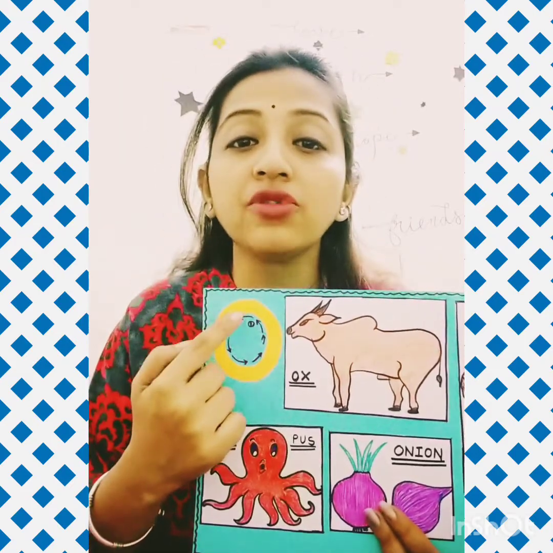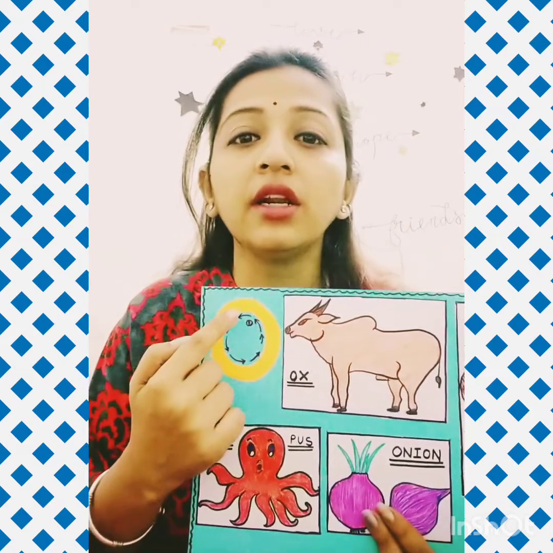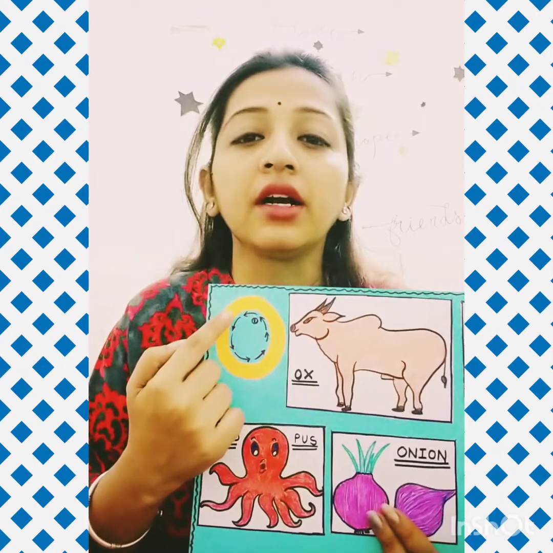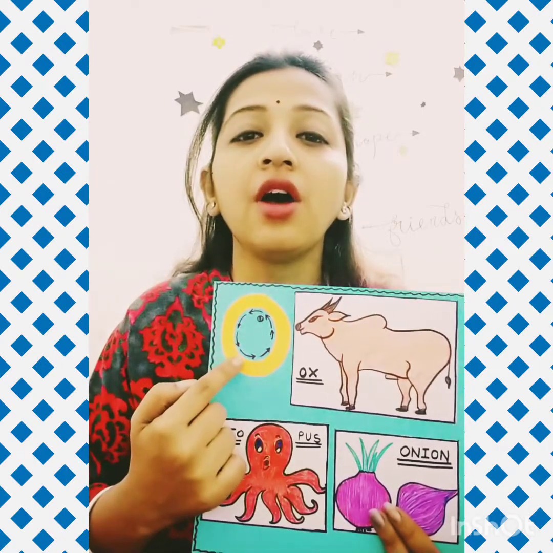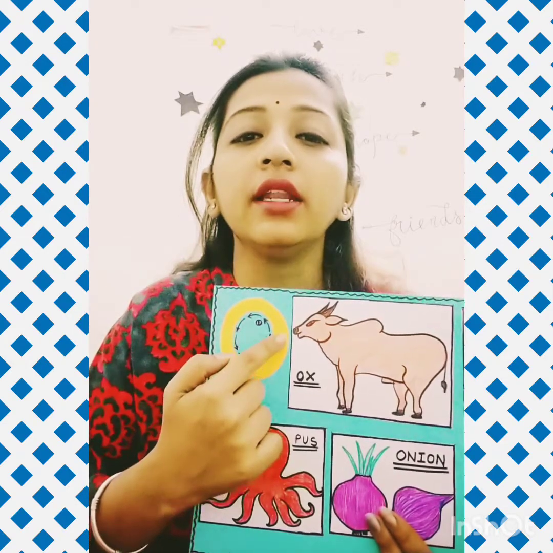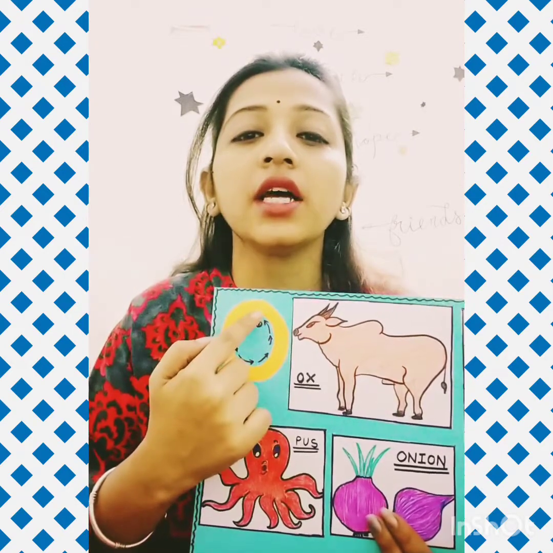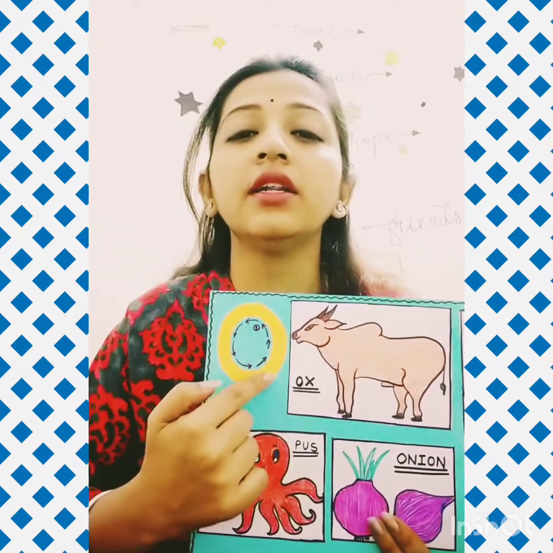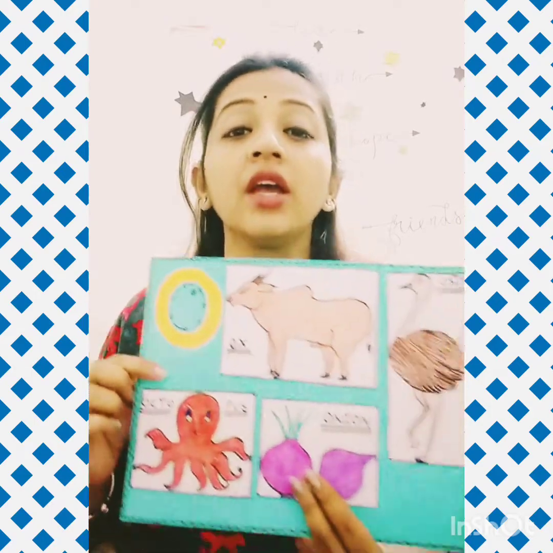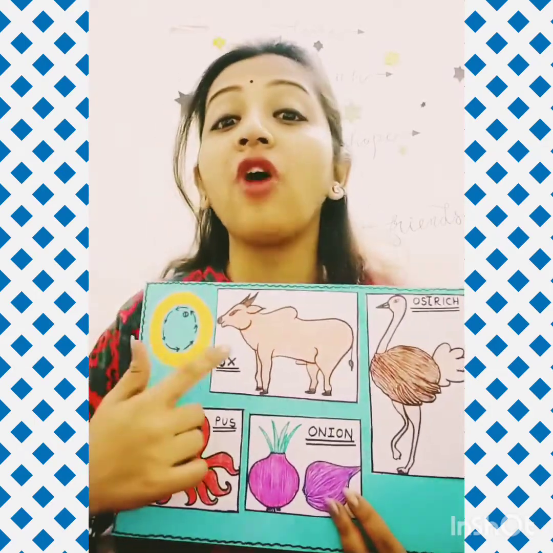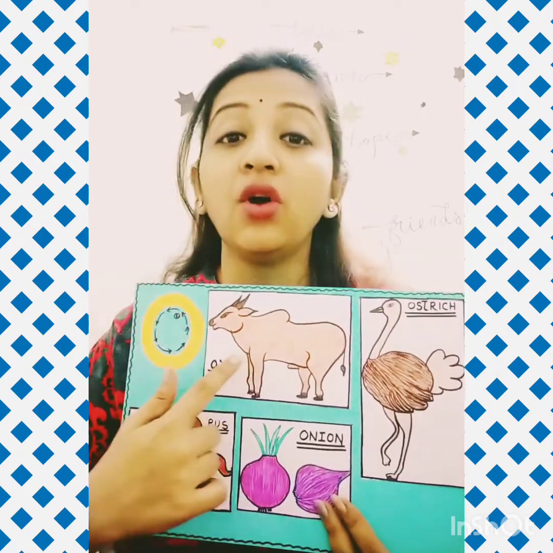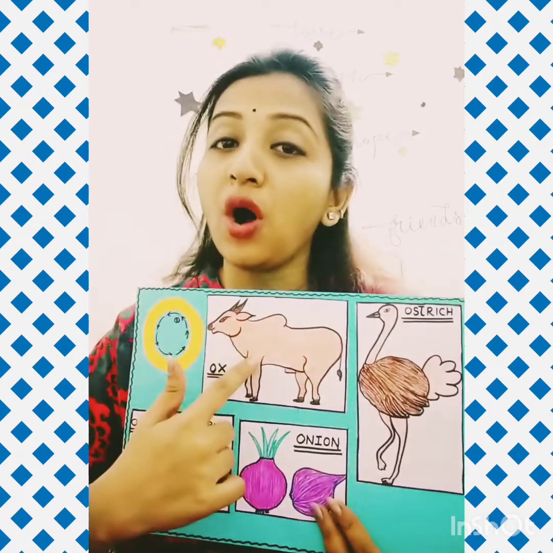So first you have to see the formation of letter O. You have to start from here, then make a curve, come down, then go up, make another curve and touch here. So this is letter O. Now see kids, what is this? O for ox.